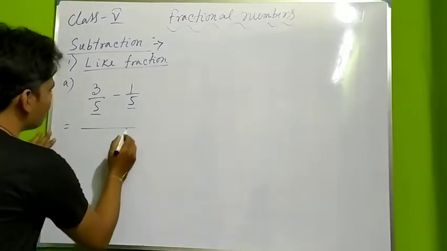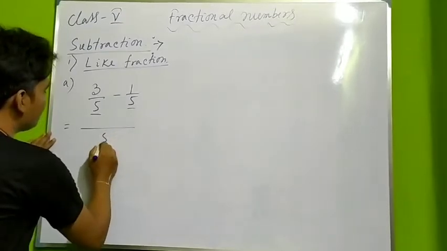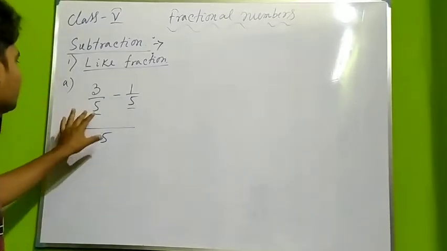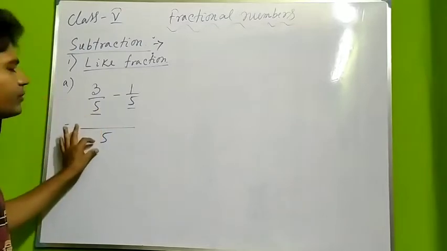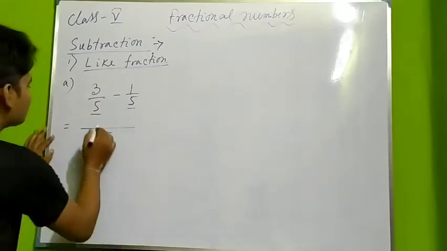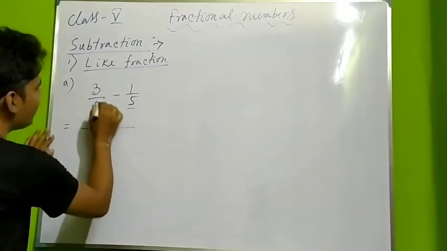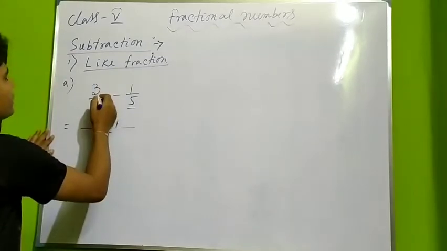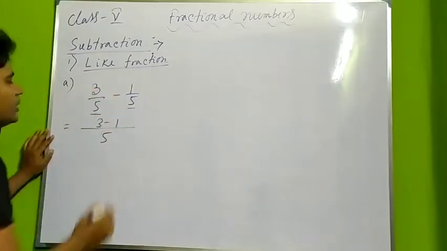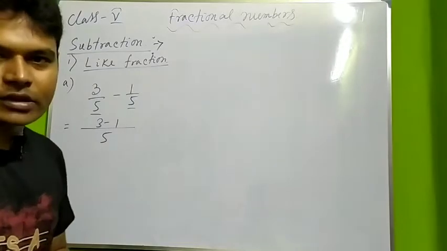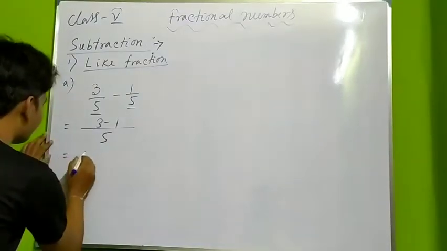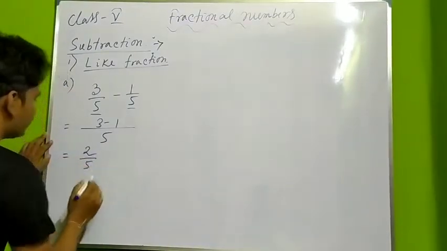Now what is the step? You just write down this common denominator at first. Then you simply write down 3 minus 1. That means you simply subtract 1 from 3. As you do this, we get the answer 2 by 5.